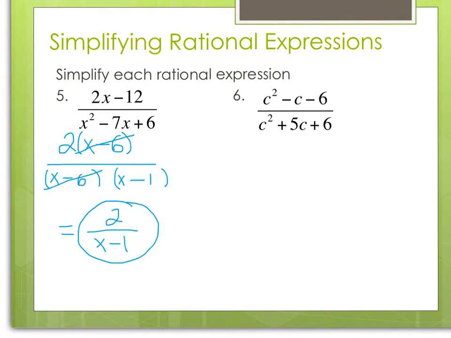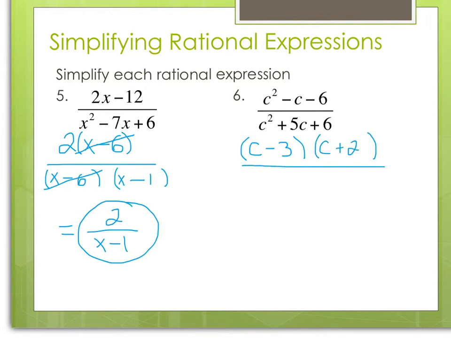In number 6, we do not have any GCFs that we can factor out first. So looking in the numerator, I'm going to make my two sets of parentheses. Factor c squared. Now this time, I'm looking for factors of negative 6 that subtract to give me negative 1. So what factors of 6 have a difference of 1? Good. Negative 3, positive 2.